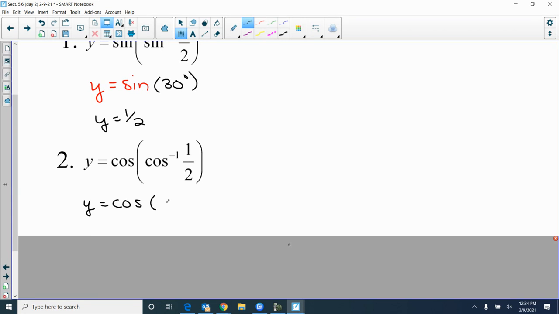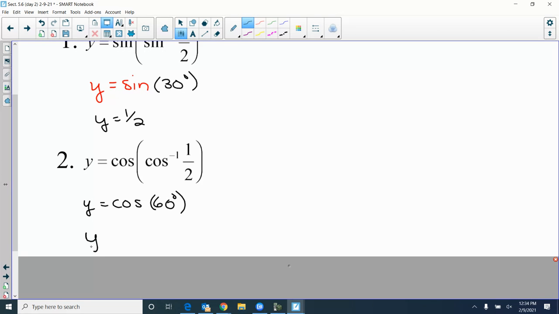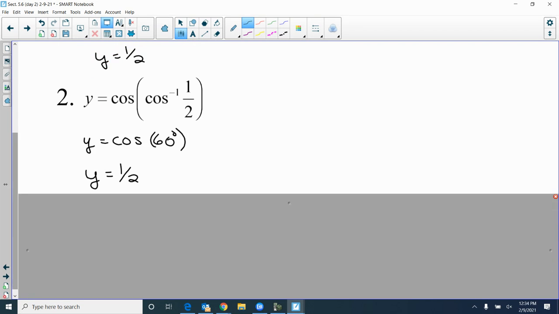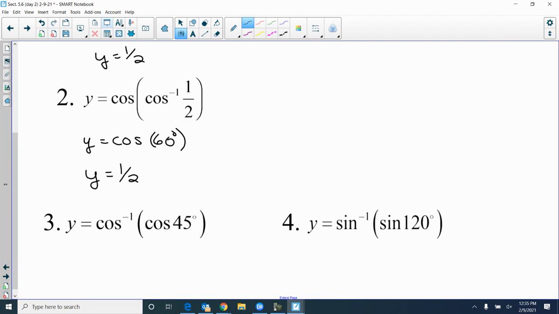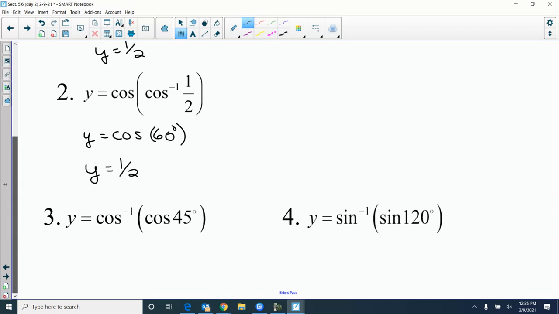So now we're taking the cosine of 60 degrees. What is the cosine of 60 degrees? It is 1/2. Okay, for that. Now we're going to start with the inverse cosine, and then take the cosine of 45 degrees.